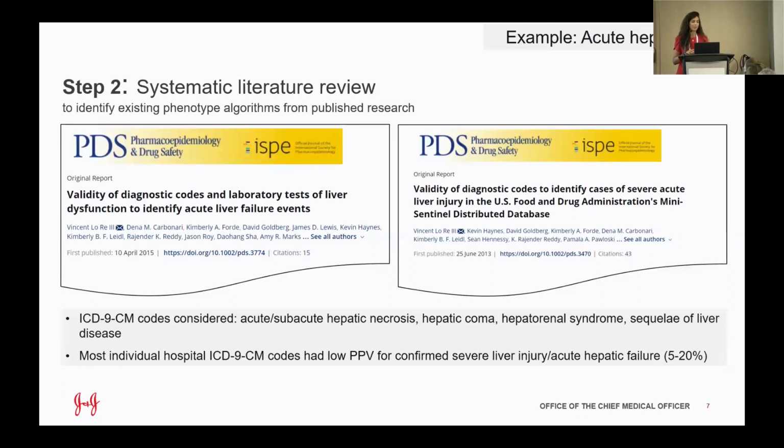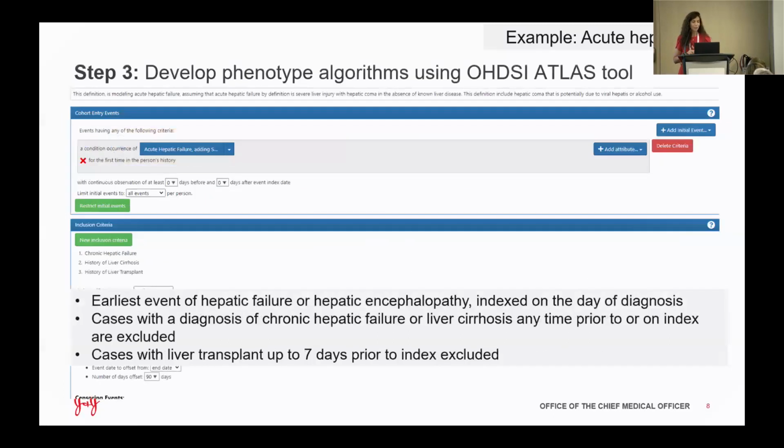So those papers suggested some proxies, but they also reported that the PPV, or the measurement error, or the positive predictive value, was pretty low, somewhere between 5 to 20%, which is really awful. That means only 5% of the people you're actually detecting truly have the case. So we took what we learned from the literature review and the clinical definition that we're interested in, and we tried to model that in observational data.